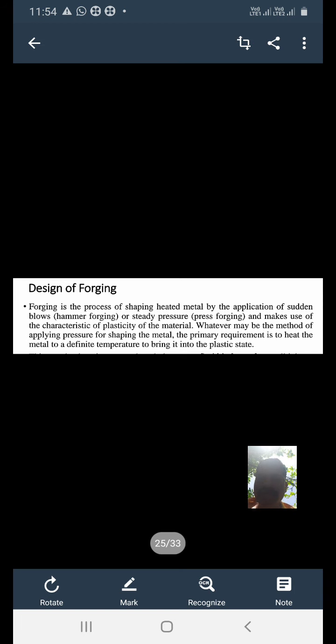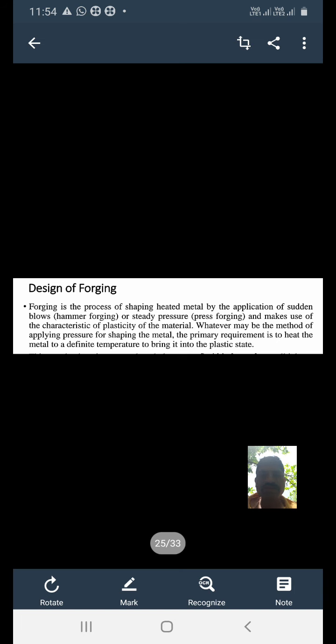Yesterday we completed the optimum design part with some examples. Also, we have completed the theory part, DFA, design for assembly, and design for manufacturing. Today we'll go on to the next part. Okay, design for forging. What is meant by design for forging?